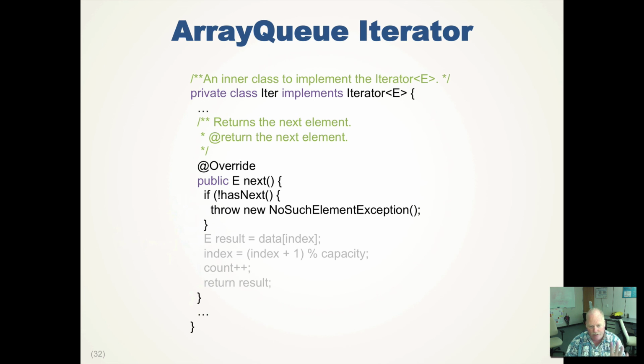Else, so we have a next, we get the data at index, we do our increment of index, and we do the mod capacity, so we're going to do the circular array thing so that we go back to the beginning. We increment count, and then we return the data. So each time we call next, we'll make sure that there's room in there, and then we will move along, increment our count. So once the count is equal to size, hasNext will be false, and then we'll throw the exception.